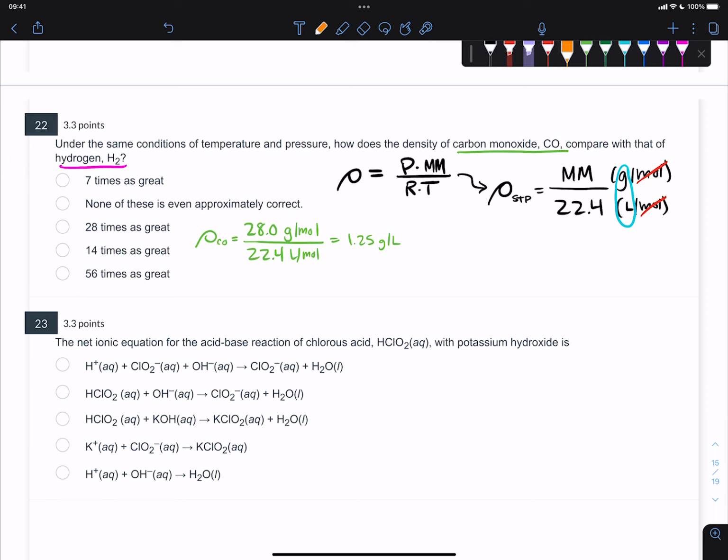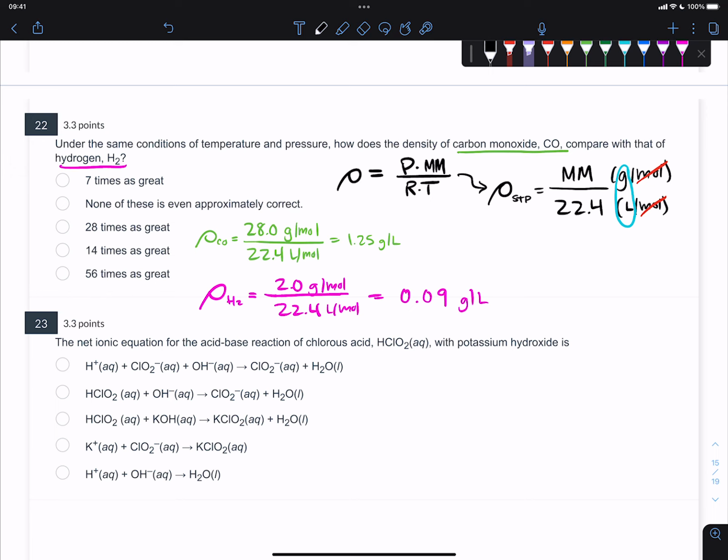And then let's do the hydrogen gas density. The density of hydrogen gas under STP conditions is going to be just around 2. So that's the molar mass of hydrogen, 2 grams per mole. And we're dividing that by still 22.4 liters per mole. And we get 2 divided by 22.4, about 0.09, very roughly.